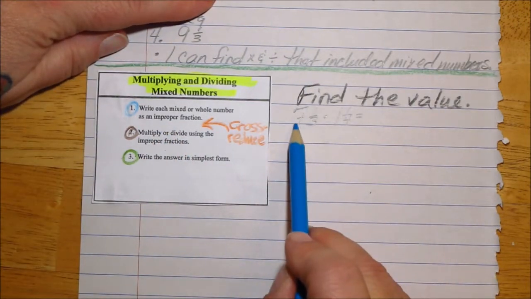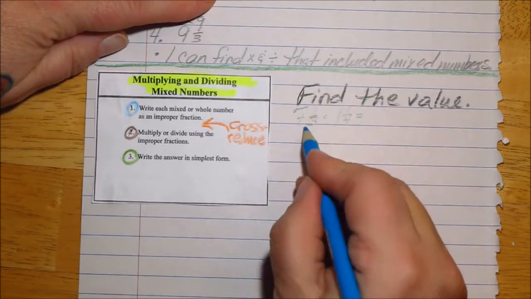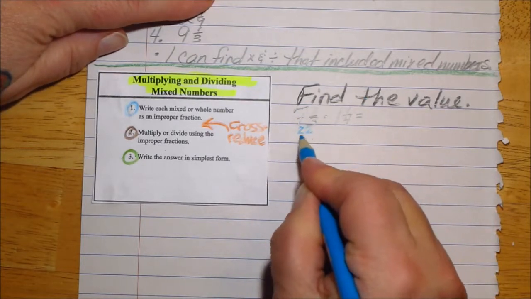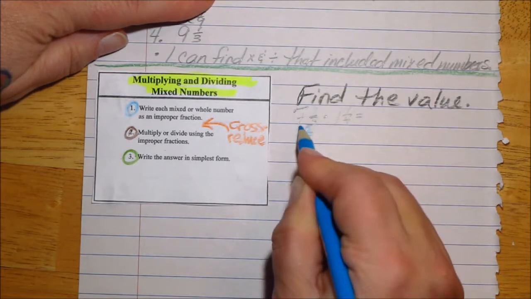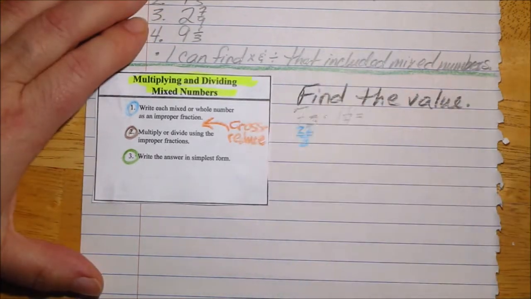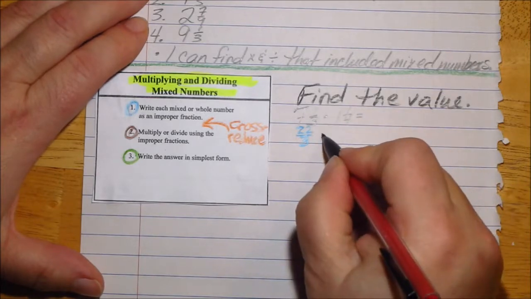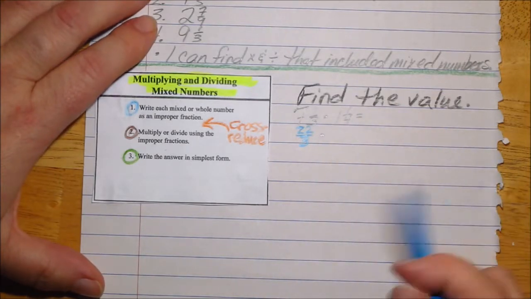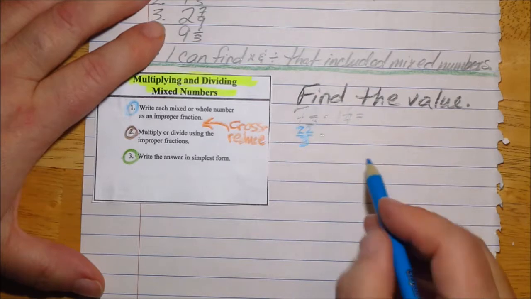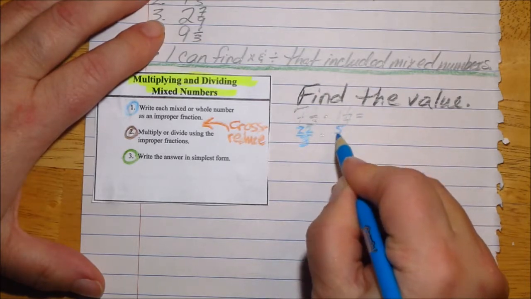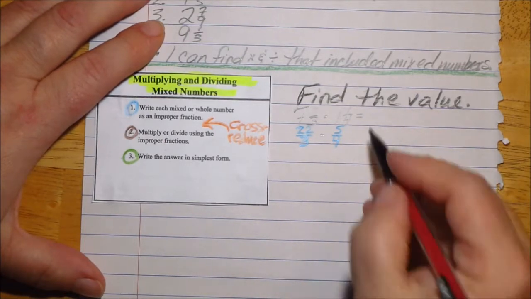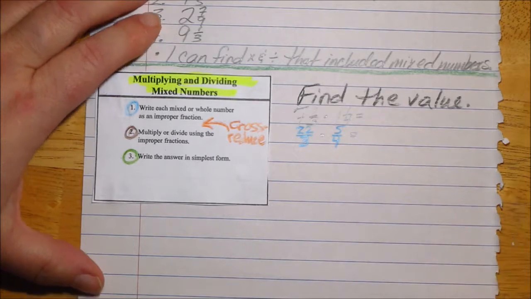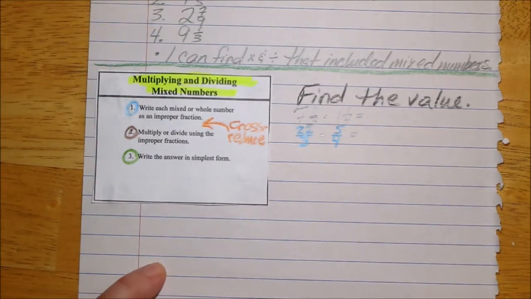So 3 times 7 is 21, plus 1 is 22, and we keep the denominator, so that's 22 over 3. Then we have to do the same with the other mixed number. So 4 times 1 is 4, plus 1 is 5, so that's 5 for my numerator, over 4, we keep the denominator. Now we've taken care of step 1. That's converting those mixed numbers into improper fractions.